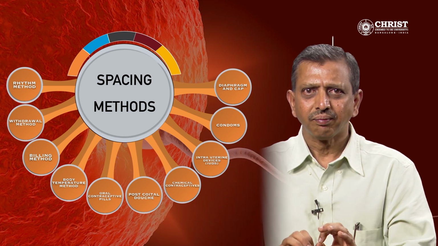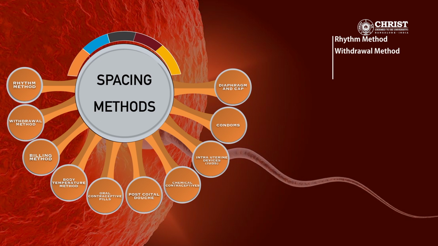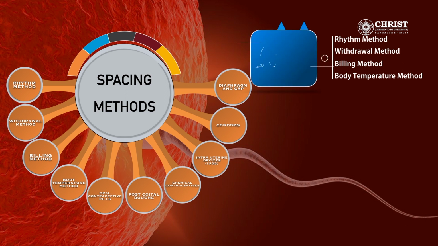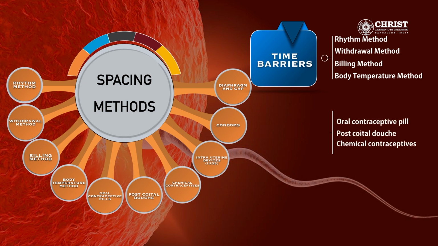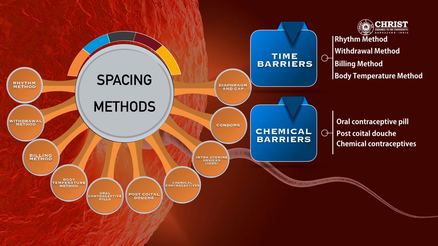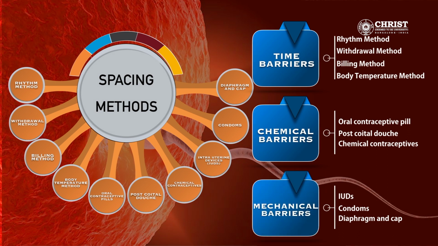To be very clear, rhythm method, withdrawal method or coitus interruptus, Billings method, body temperature method are time barriers. Oral contraceptive pills, postcoital douche, chemical contraceptives are chemical barriers. IUDs, condoms, diaphragm and cap are mechanical barriers. Let us first discuss the time barrier methods of contraception.